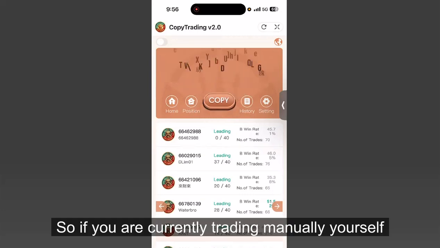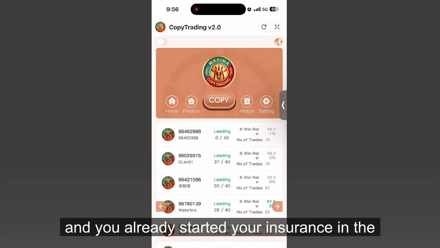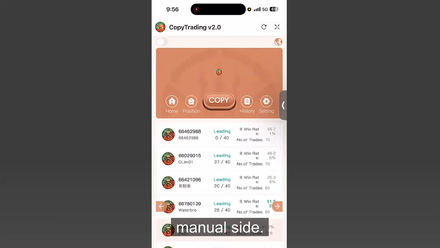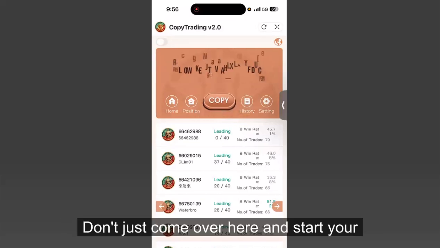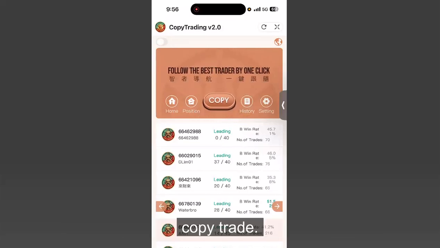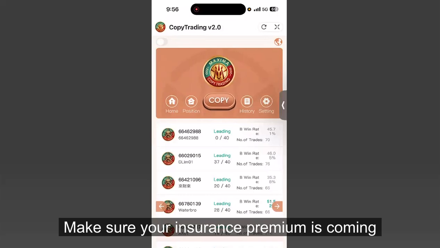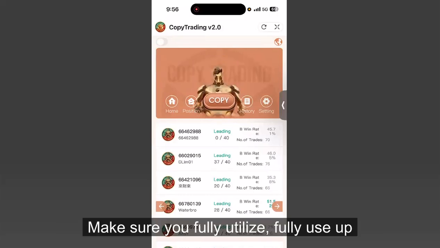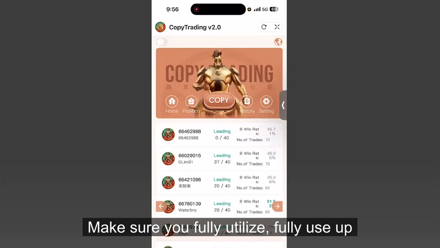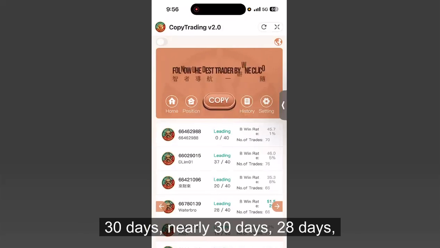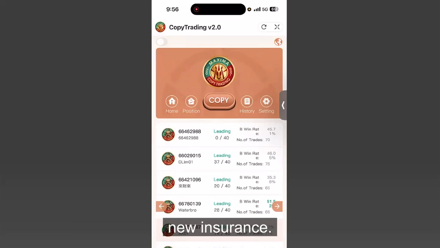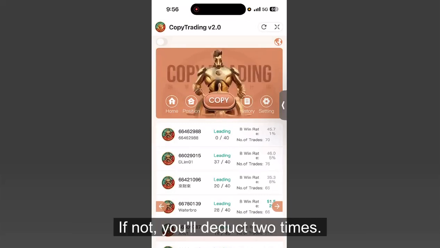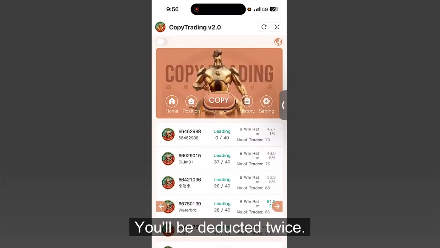So if you are currently trading manually yourself and you already started your insurance on the manual side, remember, don't just come over here and start your copy trade. Make sure your insurance premium is coming to an end. Make sure you fully use up 30 days, nearly 30 days, 28 days, 29 days. Then you come over here and start your new insurance. If not, they will deduct twice. You'll be deducted twice.